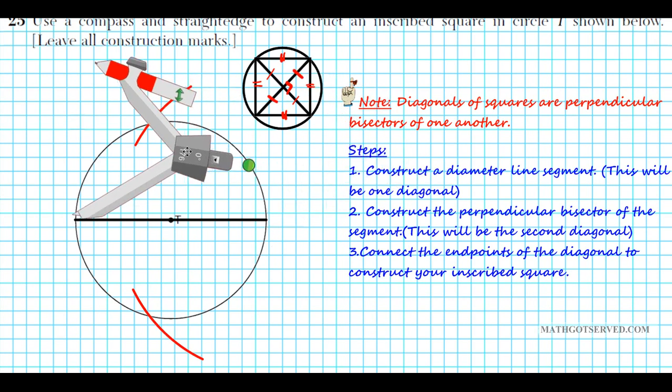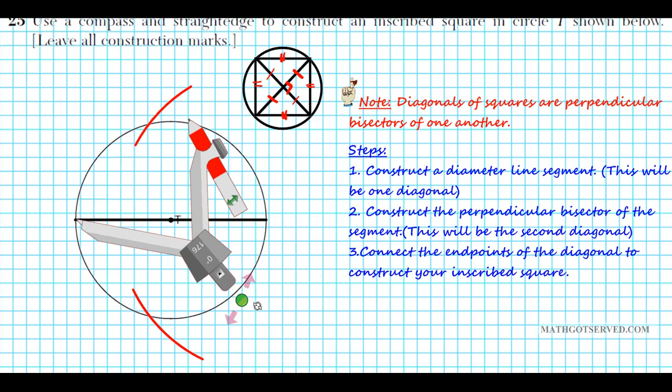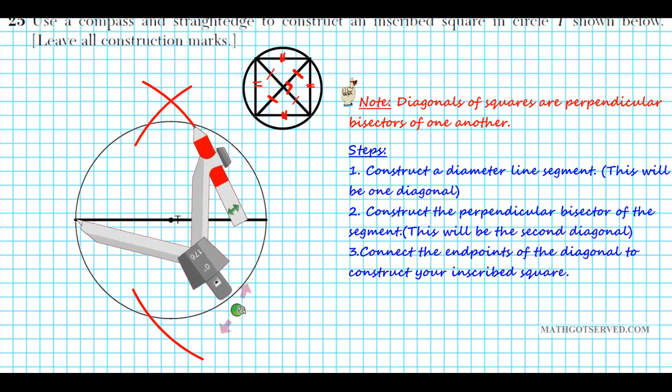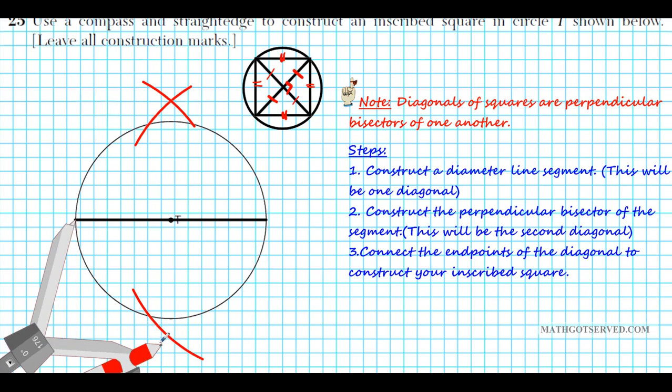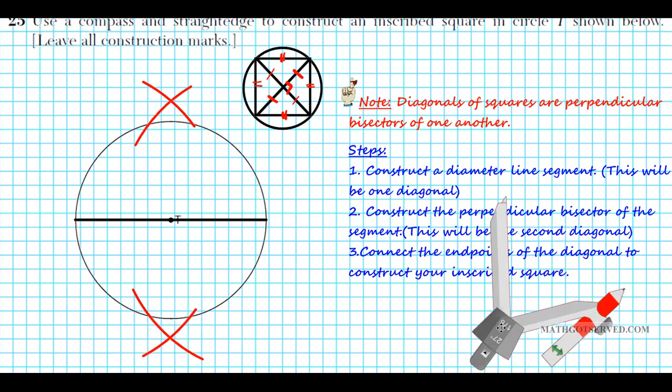Okay, so just move your compass to this end right here, and then I'm going to make my arcs again. So it's upside down, just make an arc right here, and then scroll to the bottom, and then make another arc right here. Okay, so now we can draw our perpendicular bisector. It's basically a segment that goes through these two points of intersection. Okay, so I'm going to go from here to here.